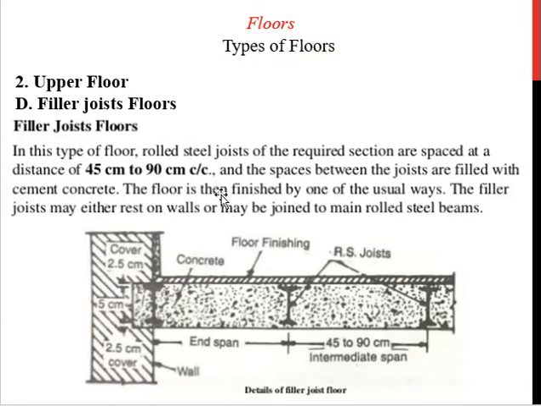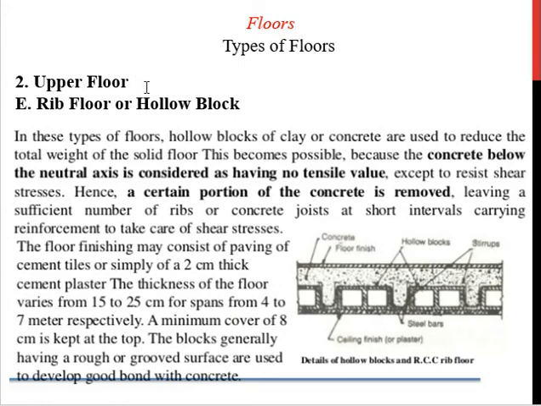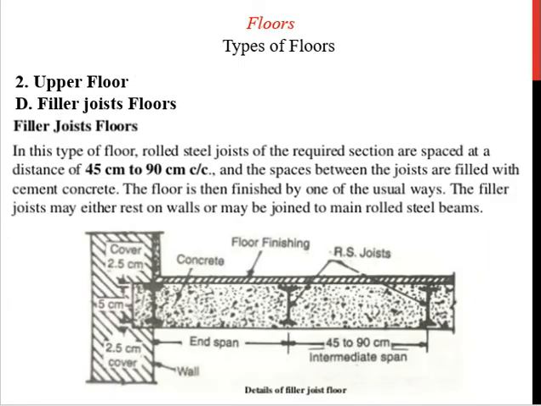In this type of floor we are basically providing rolled steel joists. These are the RS rolled steel joists that we have embedded in the upper stories. The distance between the intermediate spans is recommended to be kept between 45 to 90 centimeters center to center, and then we fill this gap with filler materials like cement concrete, and then we construct the upper floor. So that comes under the filler joist type of floor.